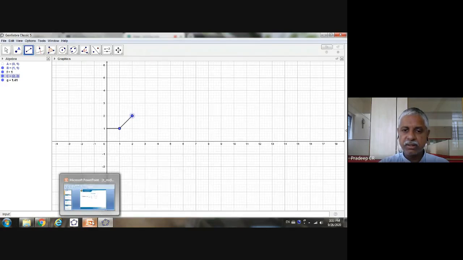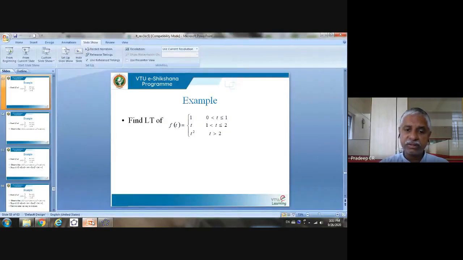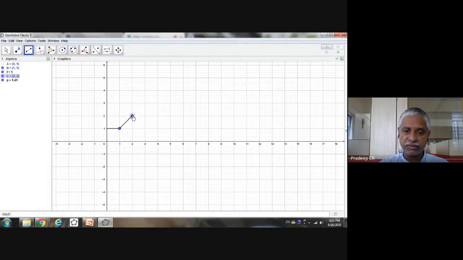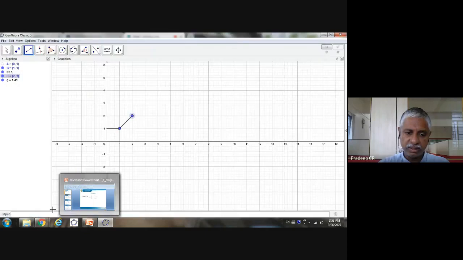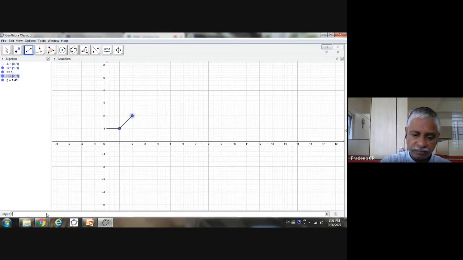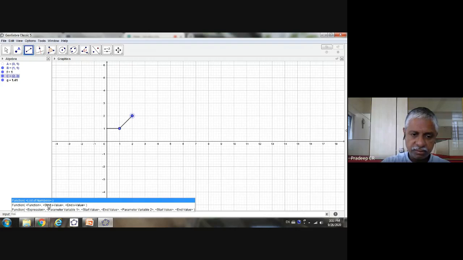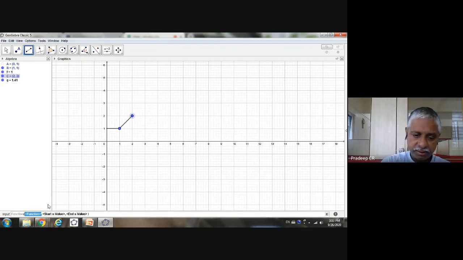And what else? Greater than 2, it looks like t square. So it's not a straight line. So let me plot it for you. Function t square, and the start value is 2, and the end value is say 21. So I have made a mistake.